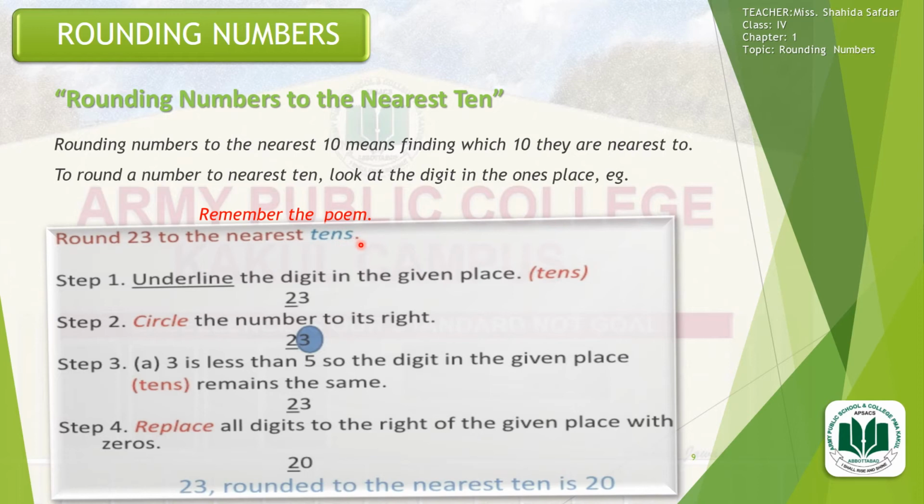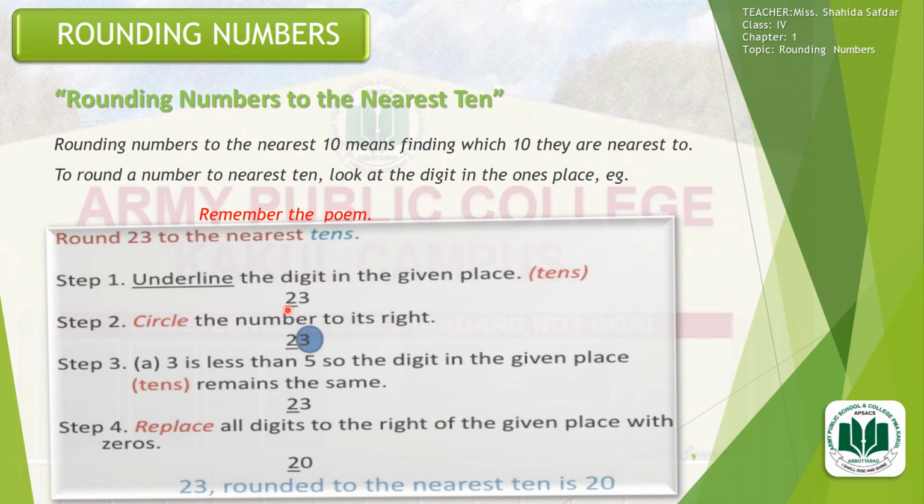Here you will remember the poem, or according to the poem, find your place. It means that underline the digit in the given place. As an example, we have 23 and we have to round to nearest 10. So we underline 2 in 23. Why 2? Because 2 is at the 10's place.